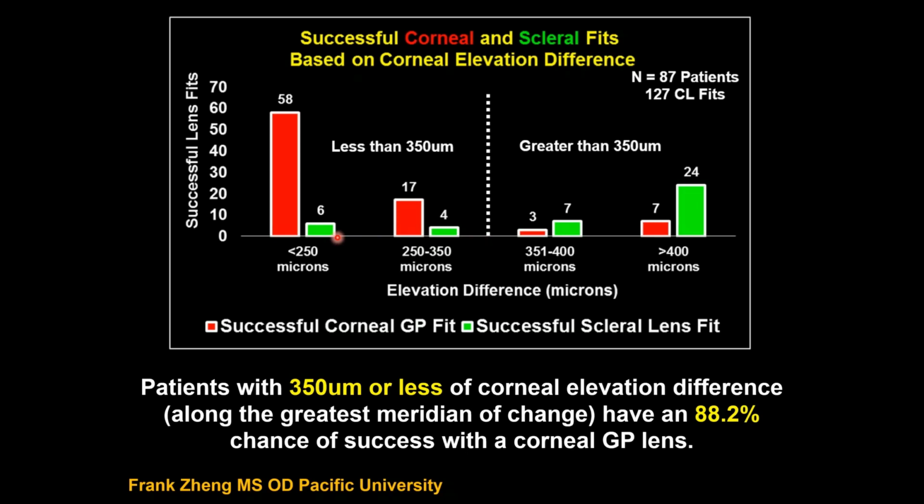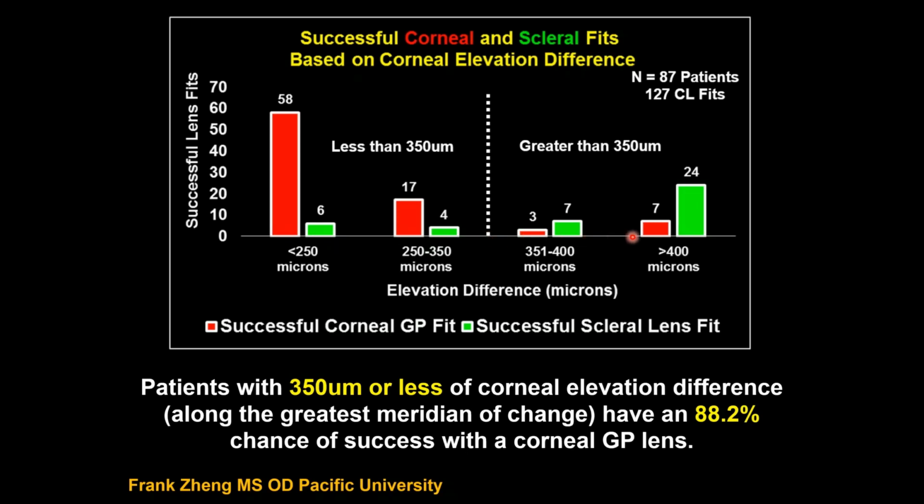When the elevation difference is less than 350, corneal GPs worked with great success. That's the red bars you see here. In fact, 88% of the time, the corneal GP could work when the elevation difference was under 350. The green bars that you see here, that's the scleral lenses, where we were forced to fit a scleral lens because the patient couldn't be fit with corneal GP. Either we weren't able to get a decent relationship with the eye, or the patient wasn't comfortable enough and we were forced to go with scleral.